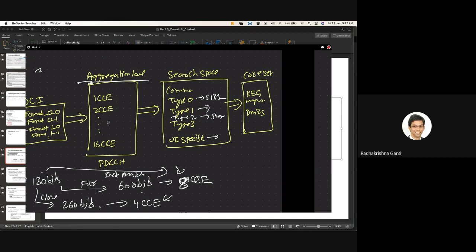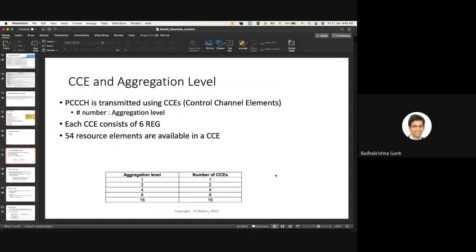Now your DCI formats are all mapped to a certain number of CCEs, and we already know the CCE to REG mapping and other things in the core set, which physical locations they are in. Now what it turns out is that all CCEs cannot be occupied by all formats. That is what search space does. Which CCE can be occupied by which format and other things is defined by the search space. We'll come to that in a minute. So this is the aggregation level and this is the number of CCEs.